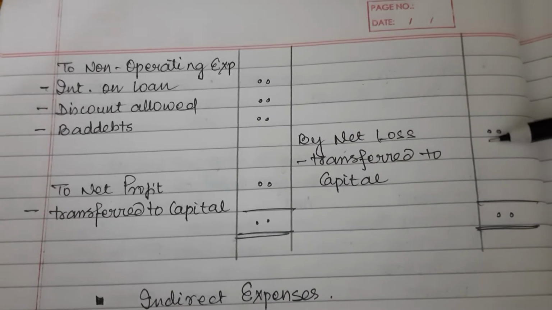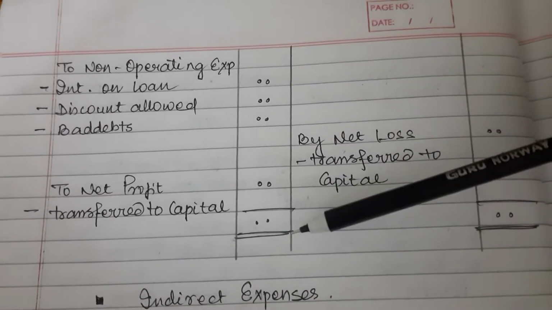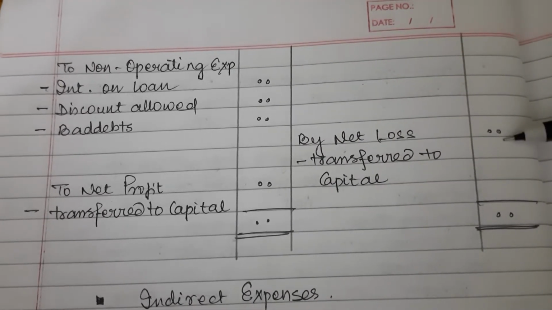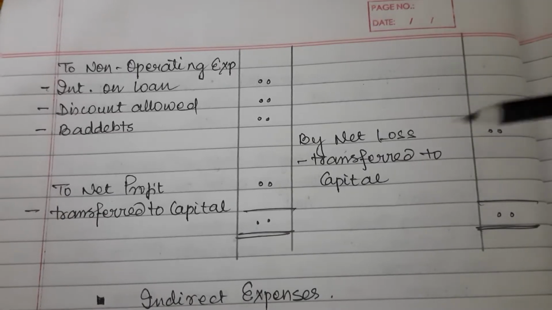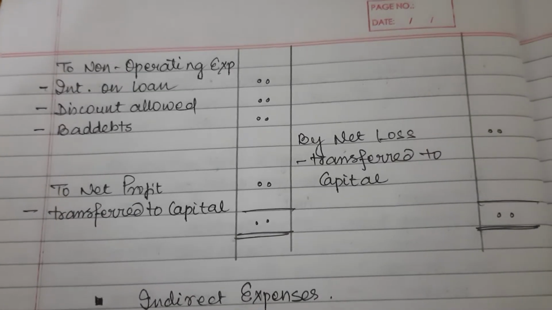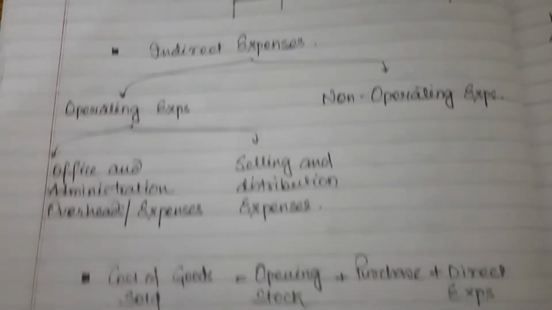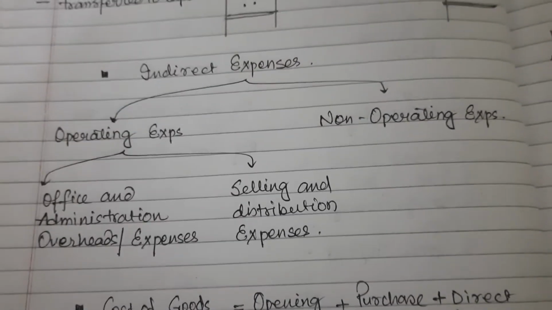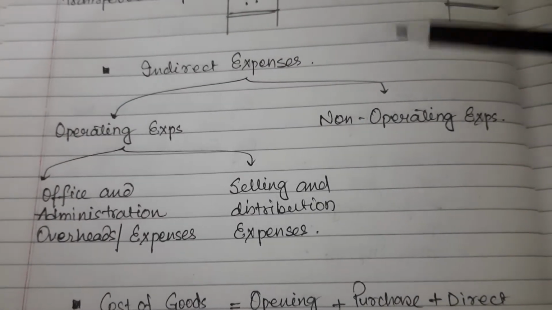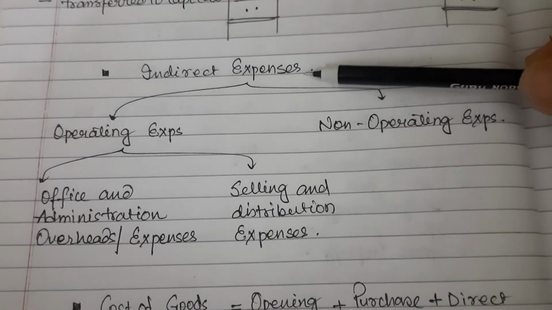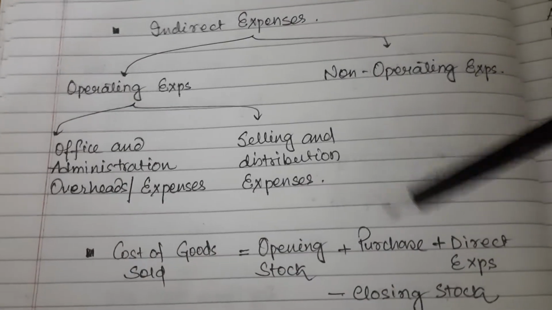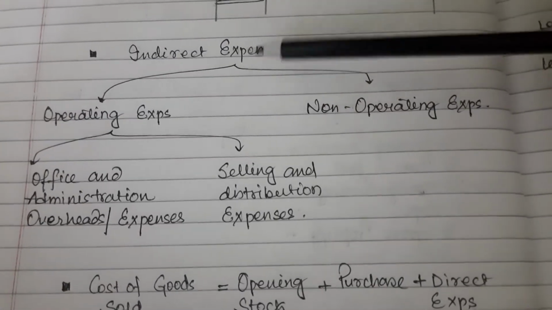There may be loss also. If debit side is heavier, then there will be loss. So this net loss is also to be transferred to capital. Now I have clarified a little bit over here regarding our indirect expenses, cost of goods sold and all. So let us explain this.